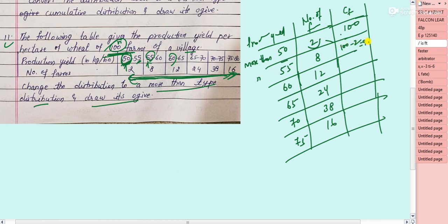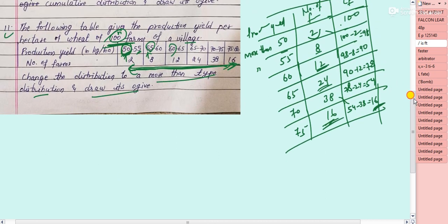100 minus 2 is 98. Next 98 minus 8 is 90. Next, just keep on subtracting. 90 minus 12, how much is that? It is 78. 78 minus 24, how much is that? It is 54. 54 minus 38 is 16. So this last value and the last frequency will always be the same for a more than distribution. Remember that. I hope you have understood.